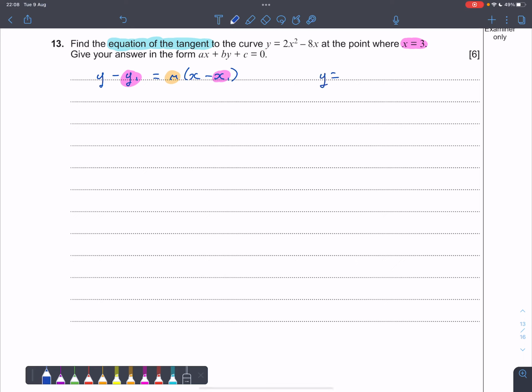My y is 2x squared minus 8x. So my gradient, dy by dx, is going to be the derivative of this first one, which is 2 lots of the derivative of x squared, which is 2x, so that is 4x. And then minus 8 multiplied by the derivative of x, which is just 1, so that's just minus 8.